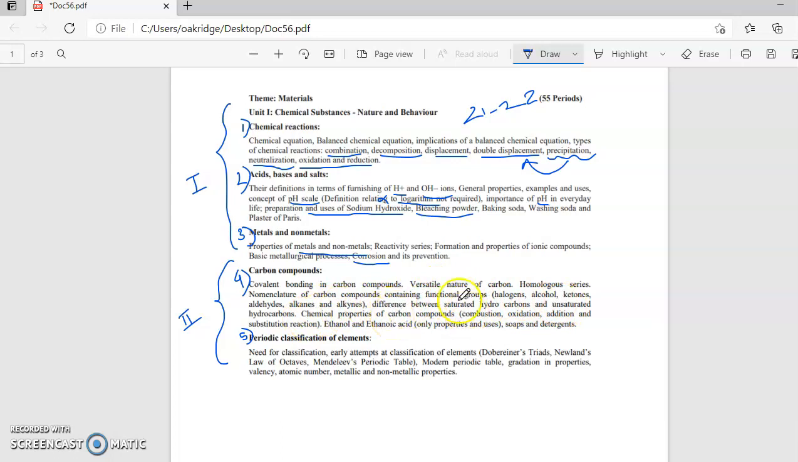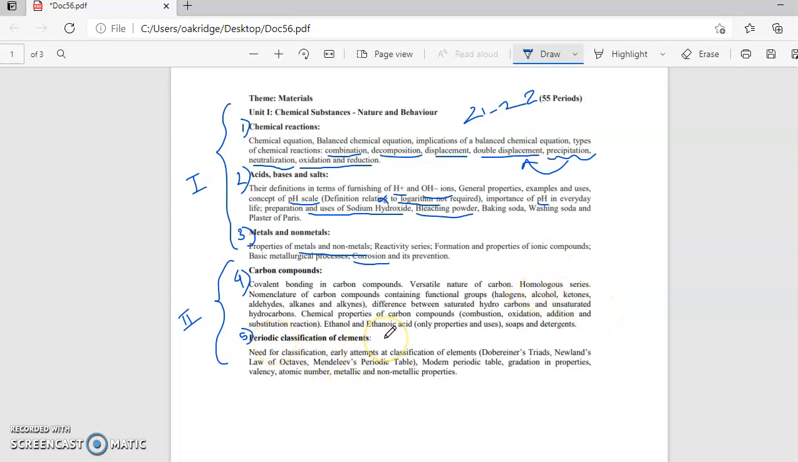You have the differences between saturated and unsaturated hydrocarbons, chemical properties, which include combustion, oxidation, addition, substitution, and ethanol and ethanoic acid, where properties and uses are discussed, and soaps and detergents. So this is a very interesting chapter. I feel teaching this chapter is also very interesting, and the students take it in a very positive way. They enjoy learning this chapter.